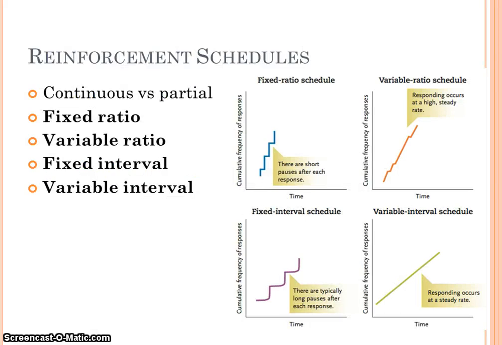Now with reinforcement schedules, you have 4 different types that are extremely important. Please make sure you know these. You've got fixed and variable ratio. Anytime you see the word ratio, you need to think that a behavior is occurring.